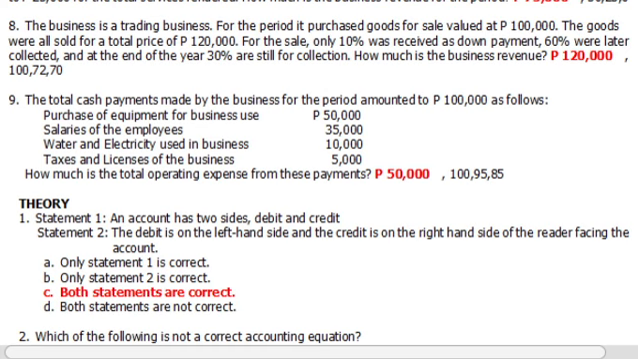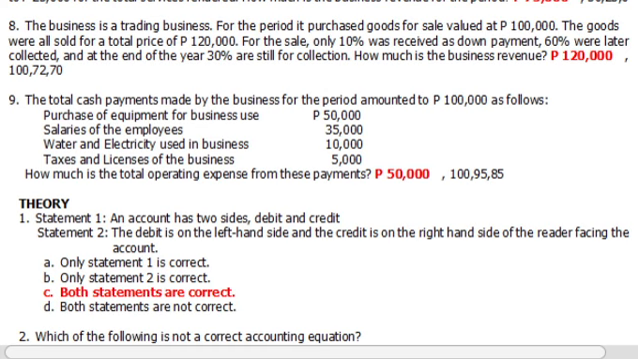So para sa ating theories. Statement 1, an account has two sides, debit and credit. So that is correct. Statement 2, the debit is on the left-hand side and credit is on the right-hand side of the reader facing the account. Yes. So answer natin dyan is letter C. Both statements are correct.